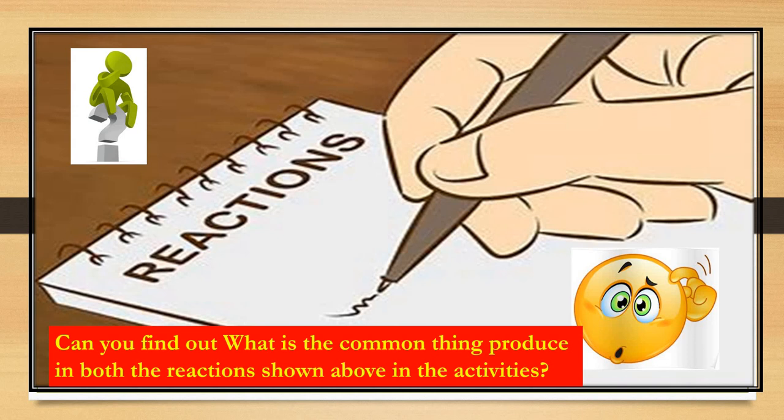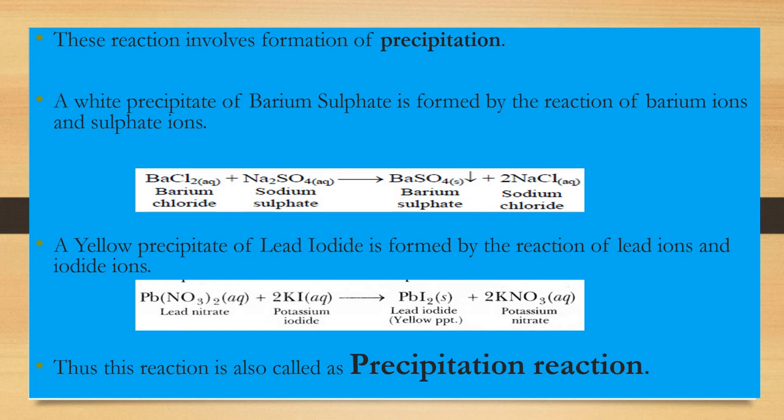As shown in the activities, these reactions involve the formation of a precipitate. A white precipitate of barium sulfate is formed by the reaction of barium ions and sulfate ions, whereas a yellow precipitate of lead iodide is formed by the reaction of lead ions and iodide ions. So such a reaction is also called a precipitation reaction. A double displacement reaction can be a precipitation reaction.